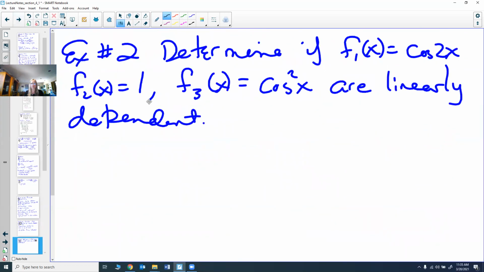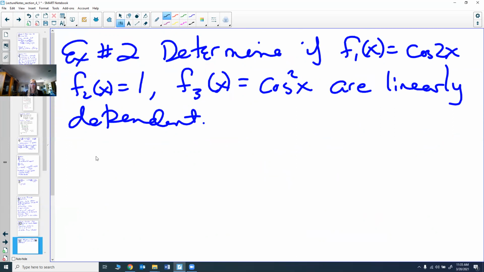There's lots of different ways to prove it's linearly independent. I'm going to show you a way we kind of think about this, but I do want to point out that this is not the way we actually do this. We actually use something called a Wronskian, but this is just to give you an idea of what this means. So I've got these three functions. f1 is cosine of 2x, f2 is 1, and f3 is cosine squared of x. And I want to know if they're linearly dependent.